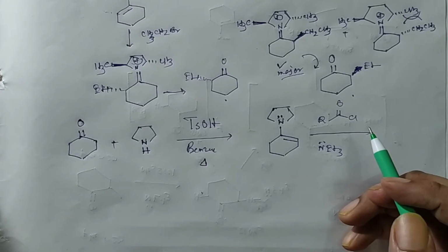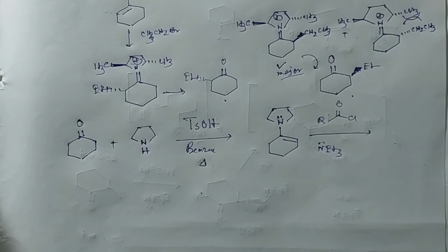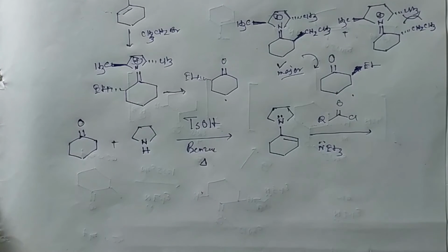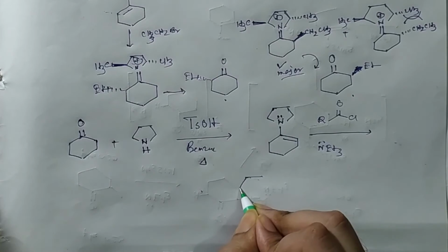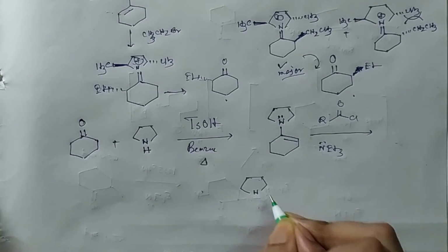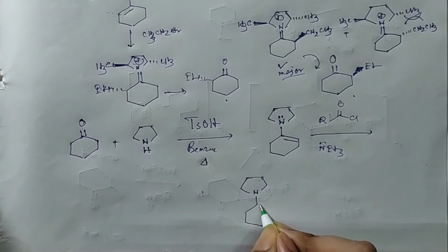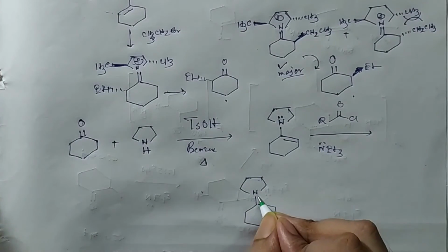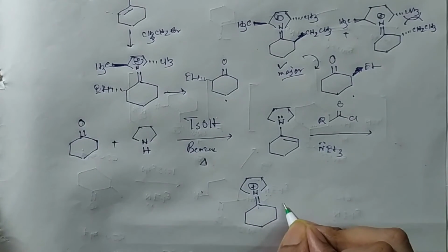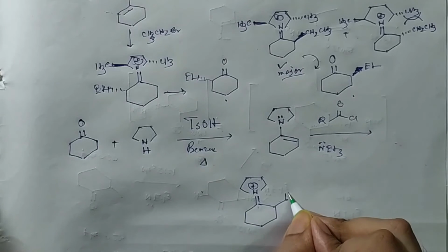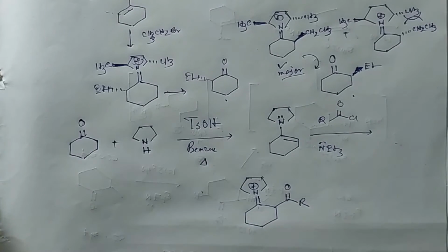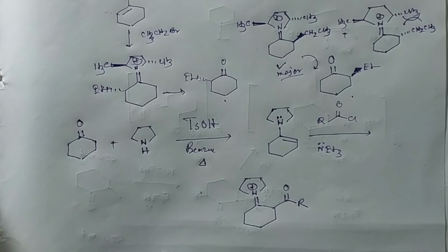But here there is also a possibility of both N-alkylation and C-alkylation. So let's write both compounds, both the alkylations. If I consider the C-alkylation, we get this. So let's first discuss the C-alkylation aspects.